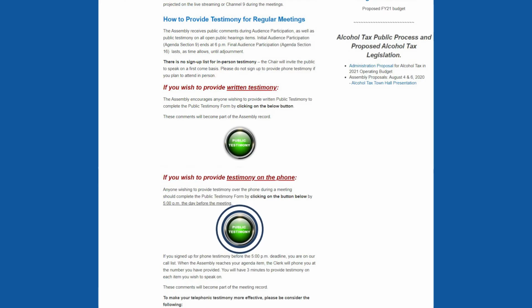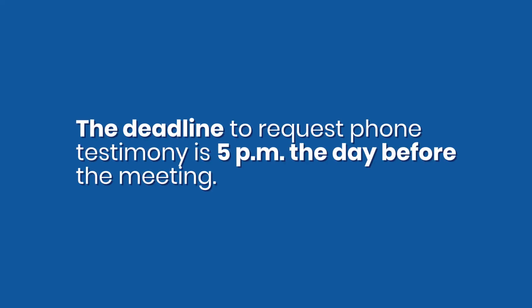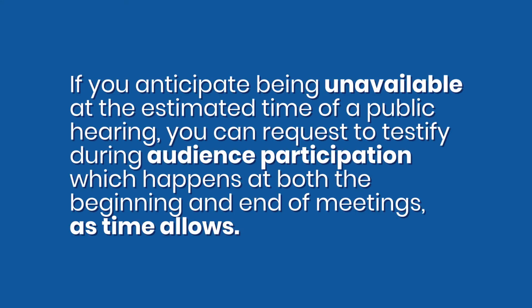The same form is submitted to request to testify over the phone, including the need to identify the topic on which you want to speak. The deadline to request phone testimony is 5 p.m. the day before the meeting. If you anticipate being unavailable at the estimated time of a public hearing, you can request to testify during audience participation, which happens at both the beginning and end of meetings as time allows.